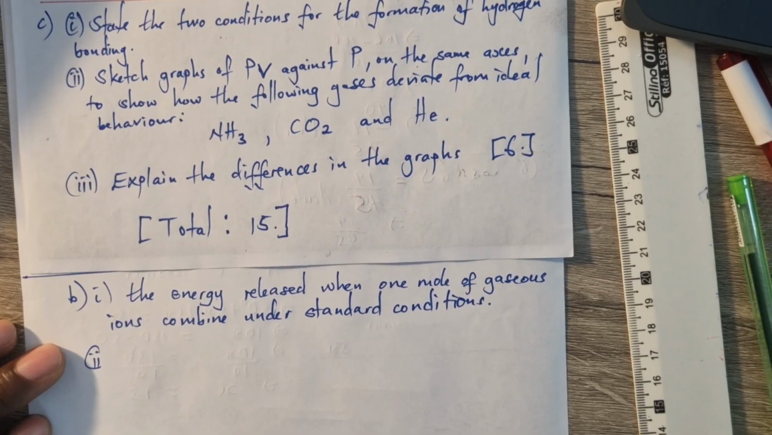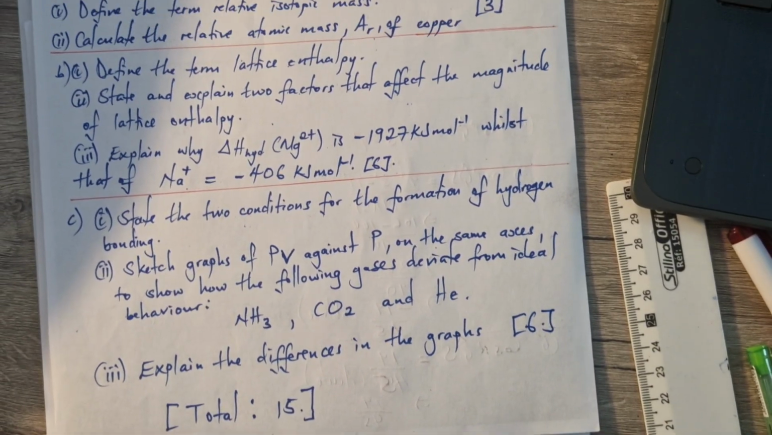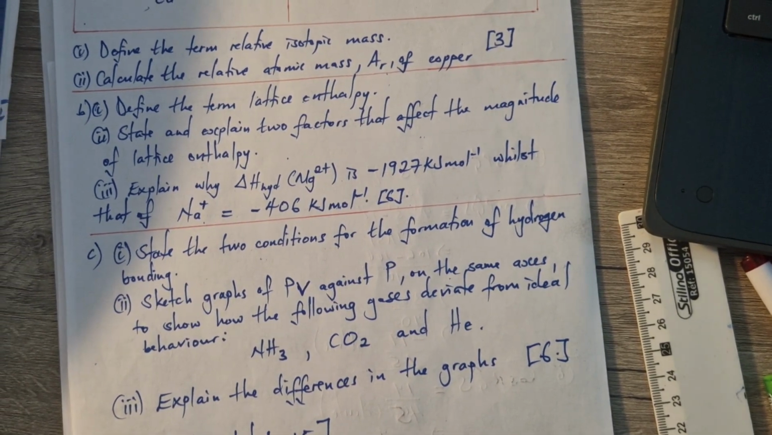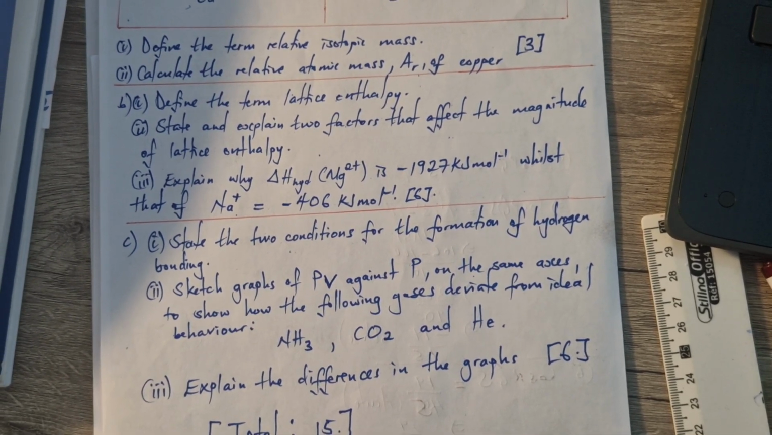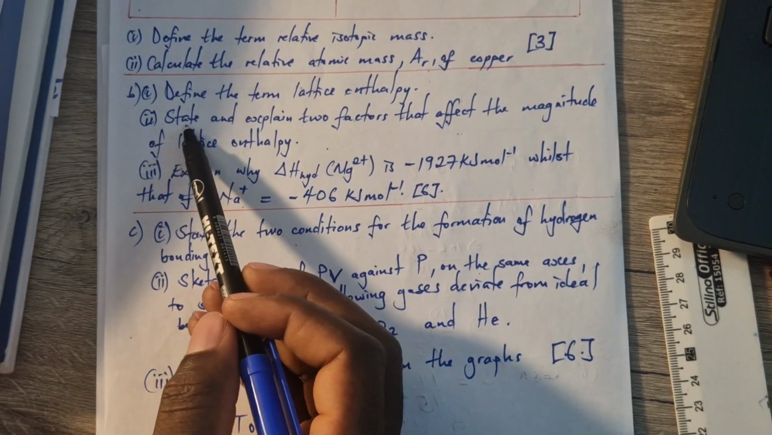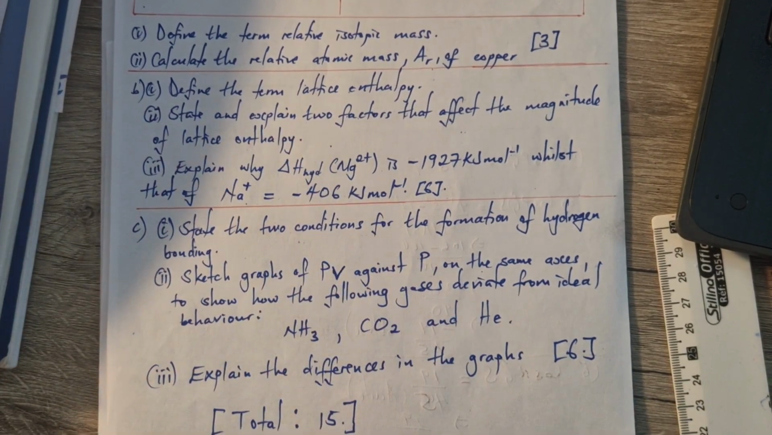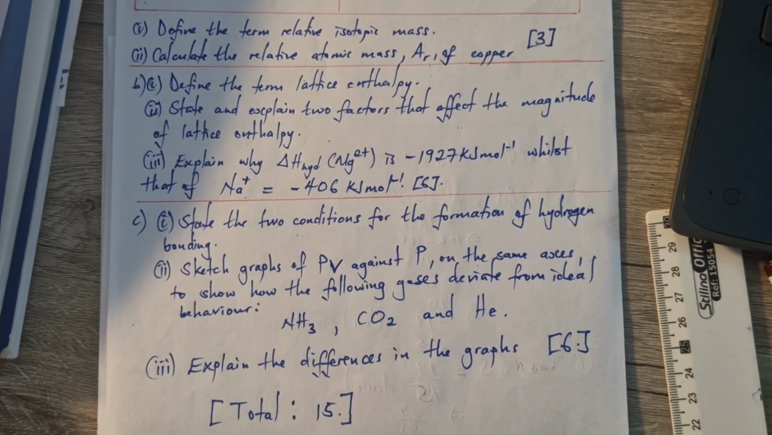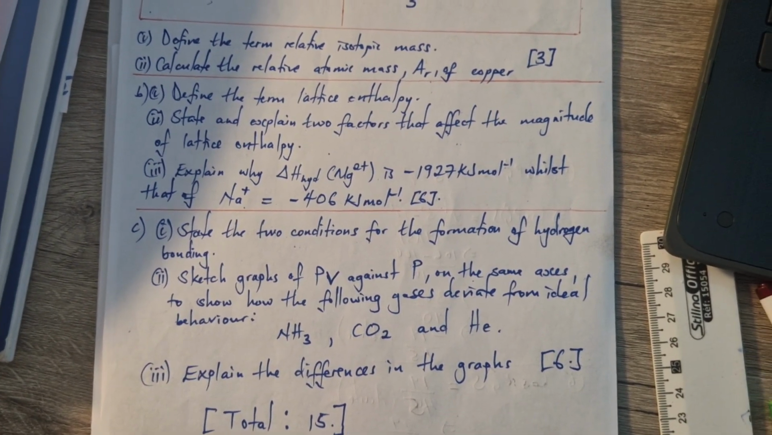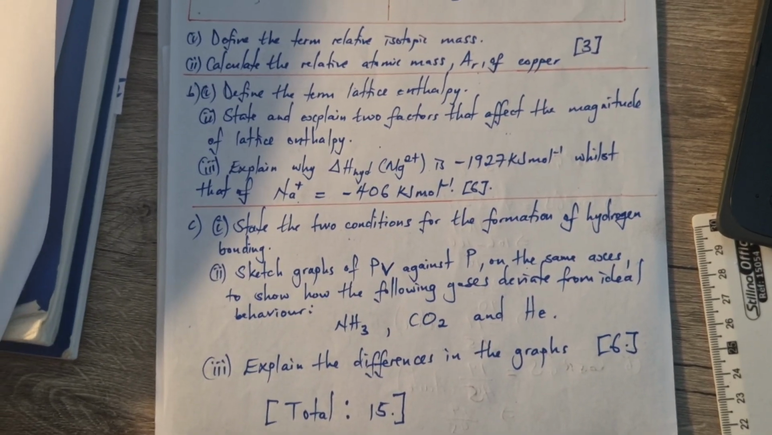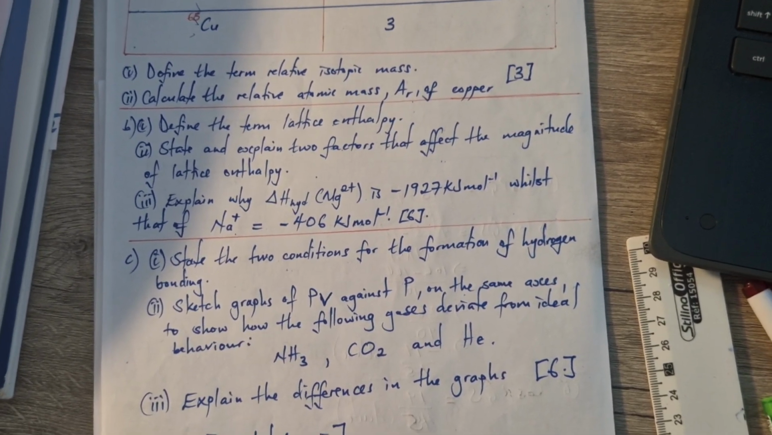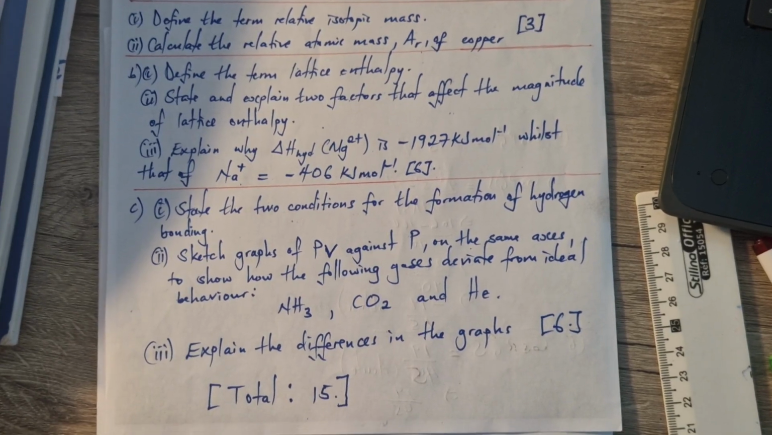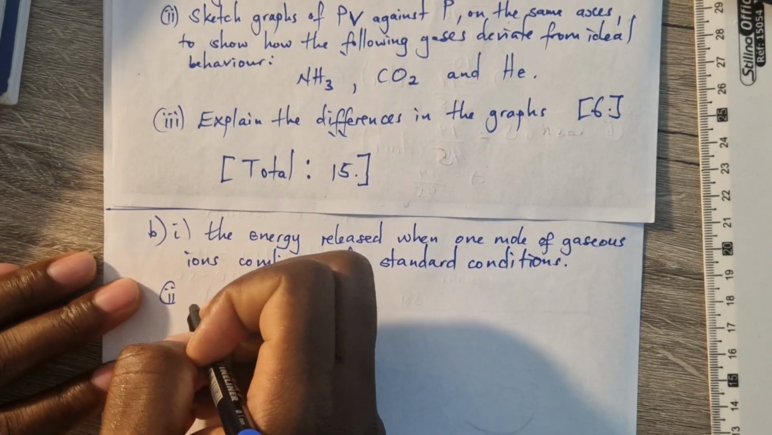Then part 2 is saying state and explain 2 factors that affect the magnitude of lattice enthalpy. So the first part we have to state, and after stating we explain. So the first factor which affects the magnitude of lattice enthalpy is ionic size.